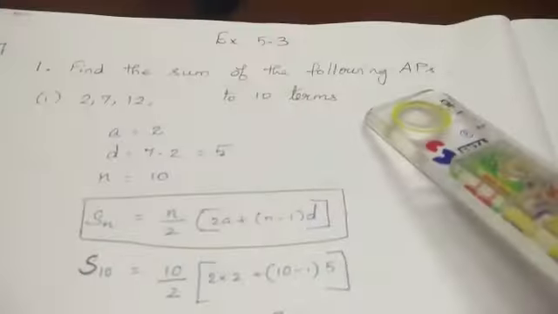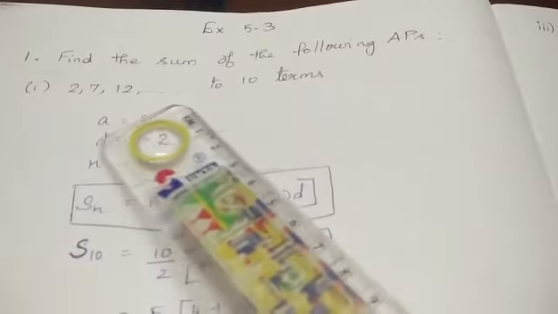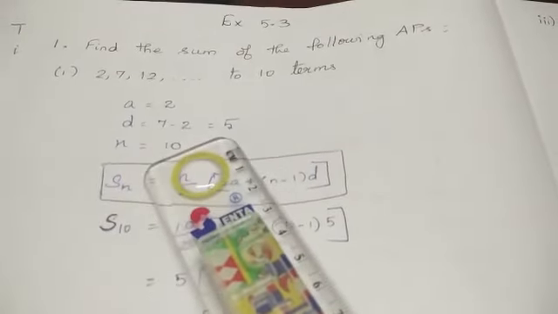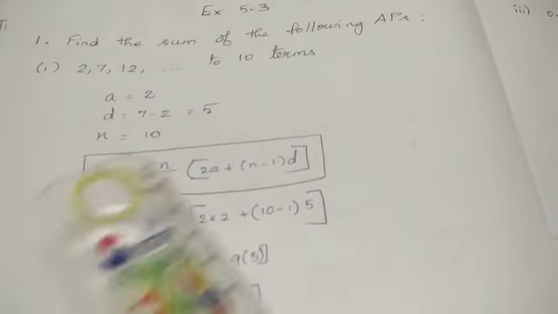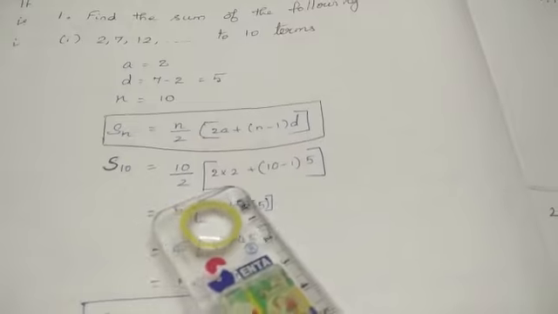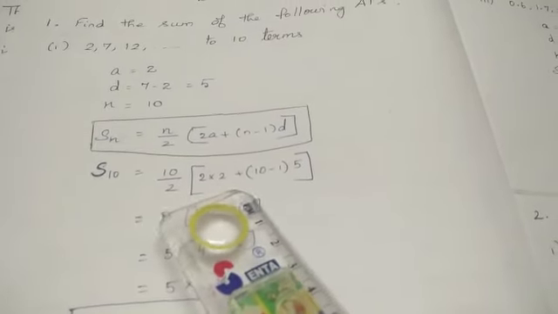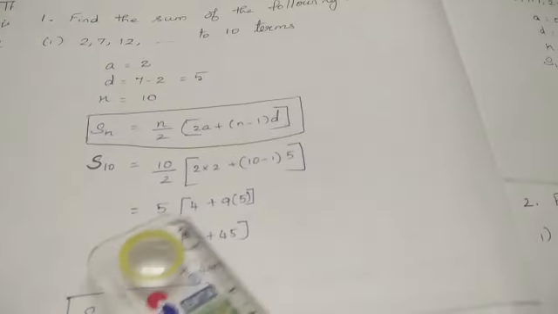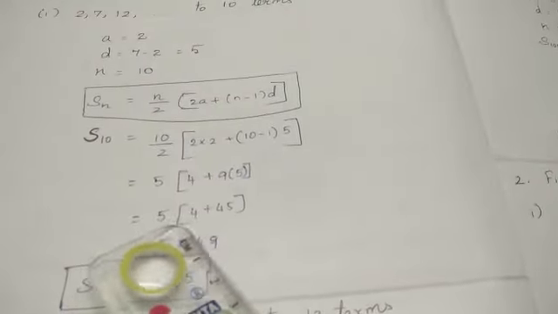Find the sum of the following APs: 2, 7, 12 up to 10 terms. Here the given a equal to 2, d equal to 7 minus 2, therefore 5, and n equal to 10. Applying the Sn formula, n by 2, because 10 terms are mentioned, so n equal to 10, therefore 10 by 2 into (2 into 2 plus (10 minus 1) into d). Substitute: 5 into (4 plus 9 into 5), 4 plus 45, 49 into 5, 245.